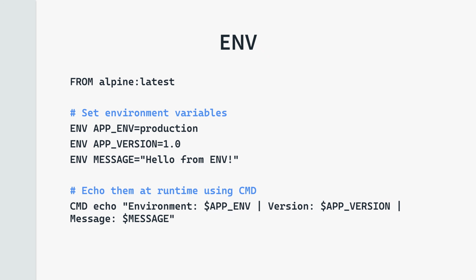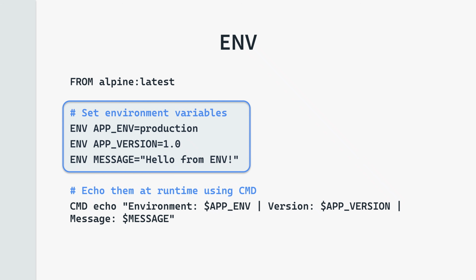Here we have a sample Dockerfile. There are 3 lines that start with ENV. One is for APP_ENV, one is for APP_VERSION, and one is for MESSAGE. Each also has a value set. The CMD instruction at the bottom, as always, is the entry point. It simply prints all 3 variables to the screen using the echo command. That's all there is to setting environment variables in a Dockerfile. It's straightforward, but it can be very useful.